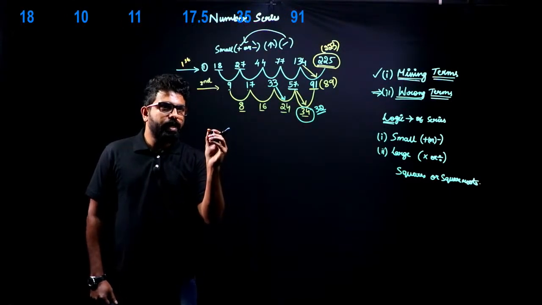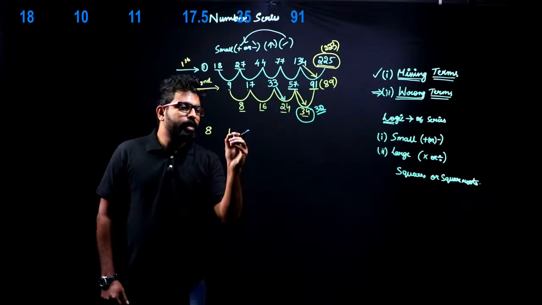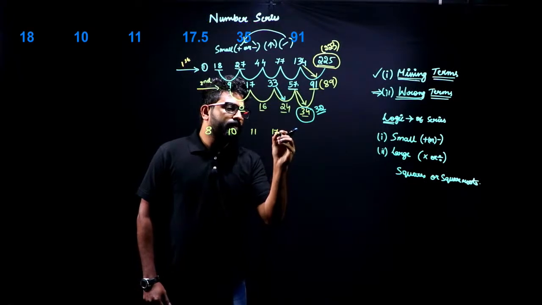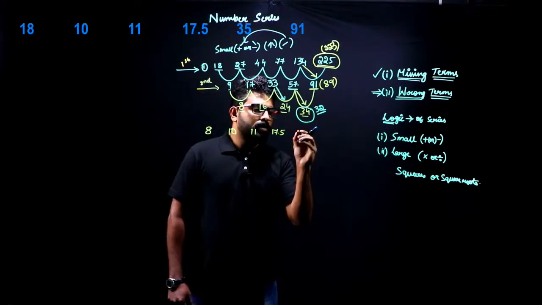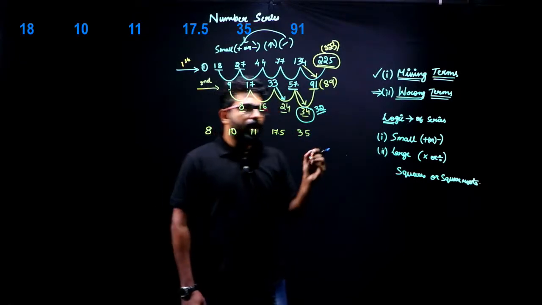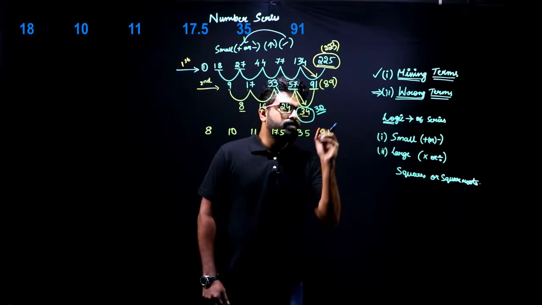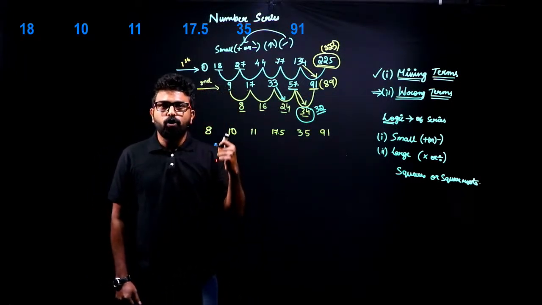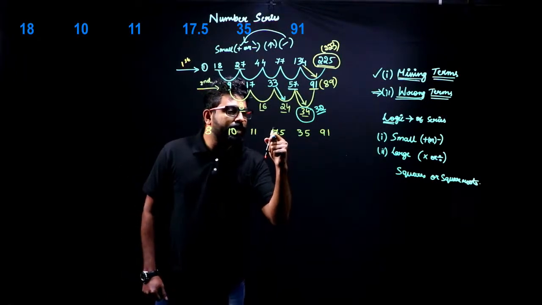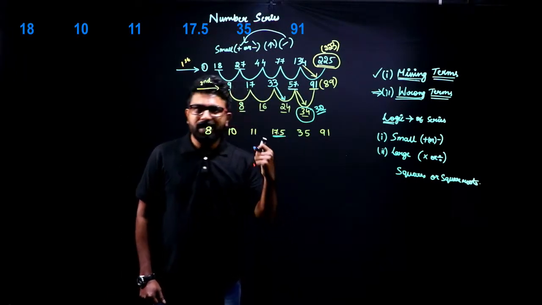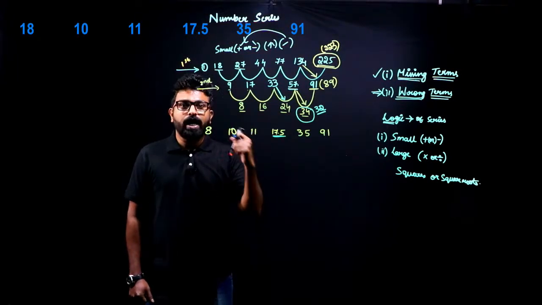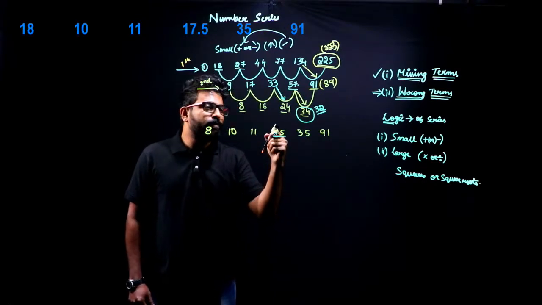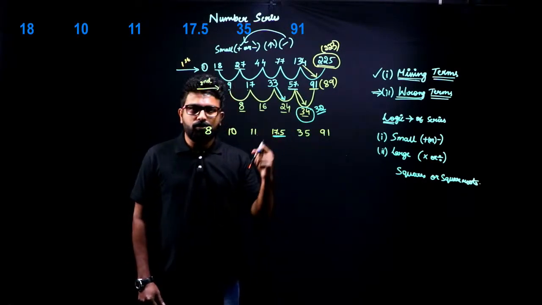So, next one would be 8, 10, 11, 17.5, 35, and then 91. So now, look at this series. I had already told you in my previous session that whenever I get a decimal value, what do I need to understand? In most of the cases, not every case, there would be division involved whenever I have 0.5 involved. So let me check for division.